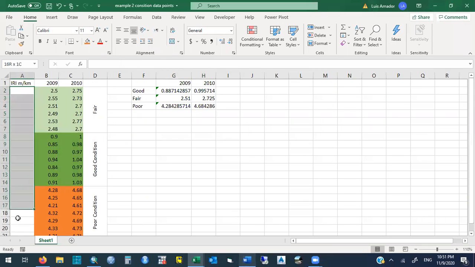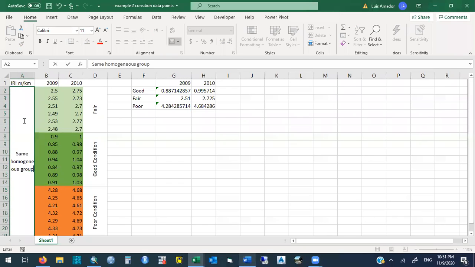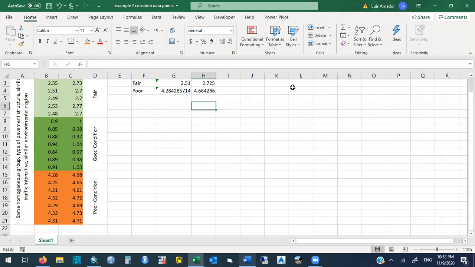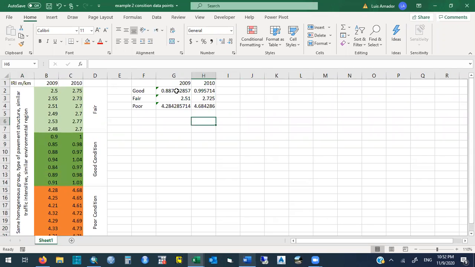Now, all these are the same homogeneous group. That means they belong to the same type of pavement structure, similar traffic intensity, similar environmental region. Now, notice this. I have movement from one point in time to the next one.